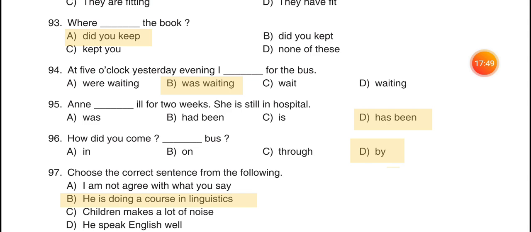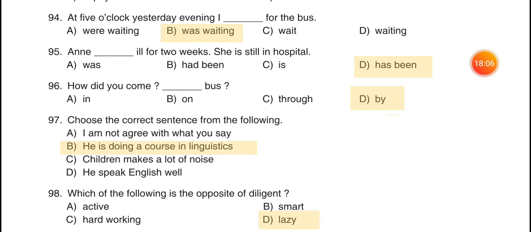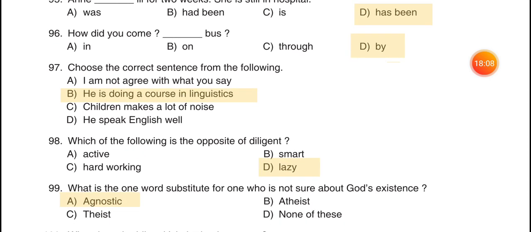94. At 5 o'clock yesterday evening I dash for the bus. Option B, I was waiting for the bus. 95. Annie dash ill for 2 weeks. She is still in hospital. Option D, has been. 96. How did you come? Dash bus. Option D is the right answer, by bus.